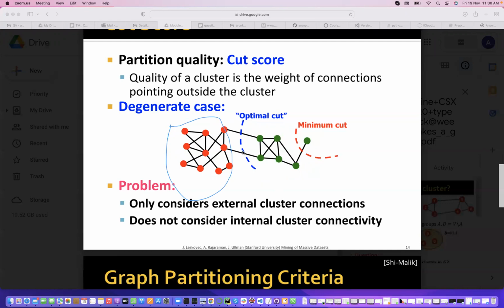So again, we don't just take the cut score of one cluster; for all the clusters, you should optimize this cut score. Not looking at just one cluster. If that cluster is optimized, it is good. So not like that. You may need to optimize all the cluster cut scores.